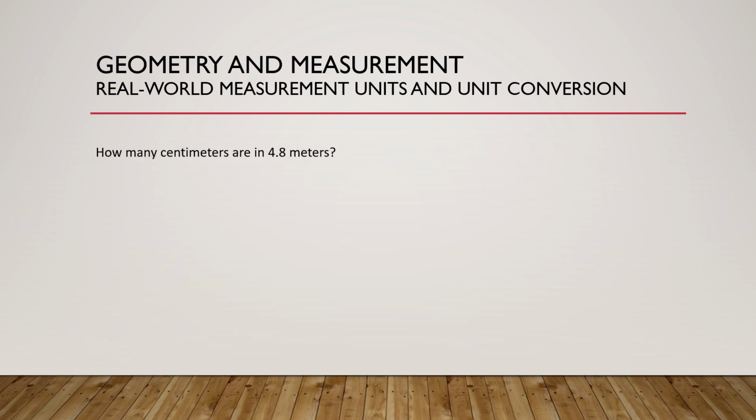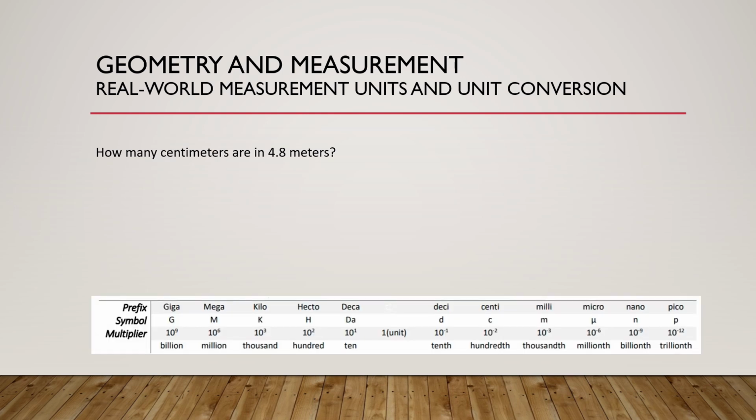How many centimeters are there in 4.8 meters? We can refer to the chart of metric length measurements and see that a centimeter is 1/100th of a meter. So 1 meter equals 100 centimeters. Therefore, 4.8 meters is equal to 480 centimeters. Note that we just have to move the decimal place over 2 spaces.